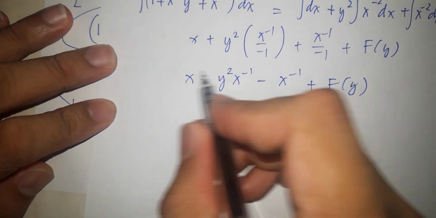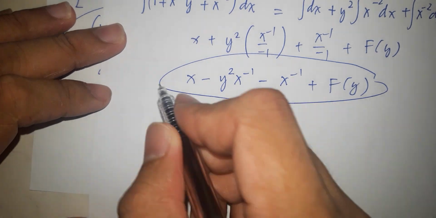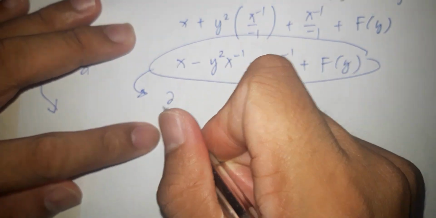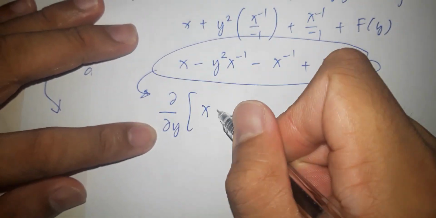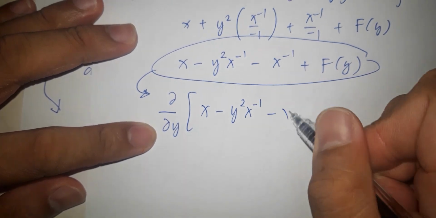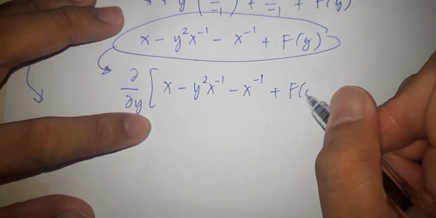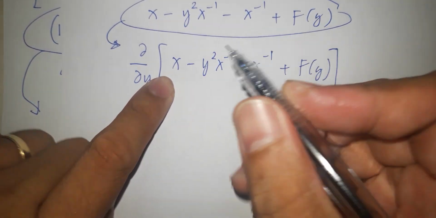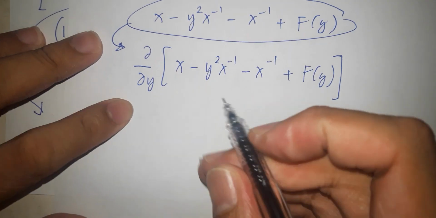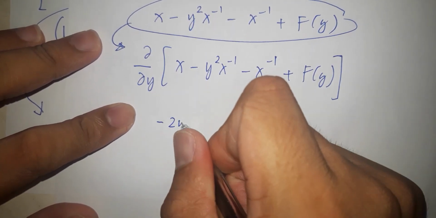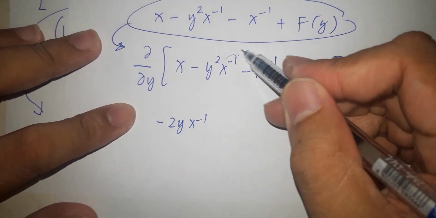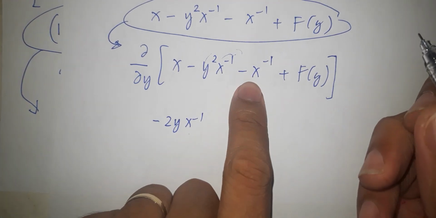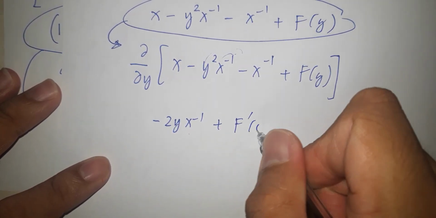Ang susunod natin, i-take natin yung partial derivative. Again, yung ginagawa natin ay yung steps para sa exact. So, partial derivative with respect to y of x minus y squared x negative 1 minus x negative 1 plus f of y. That gives you 0. This one is negative 2y x negative 1 because this is a constant. Derivative nito is 2y, so negative 2y x negative 1. Derivative of that is 0 plus f prime of y.